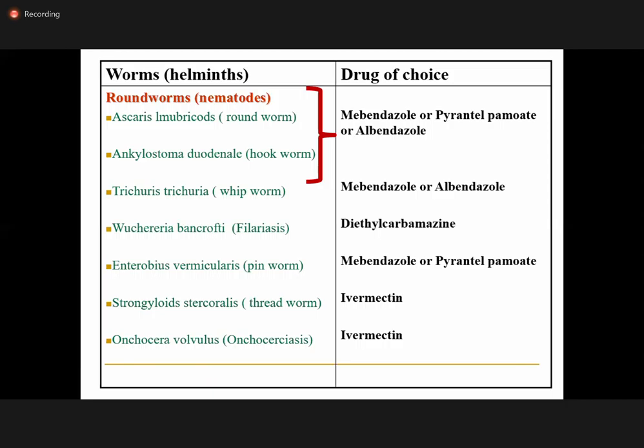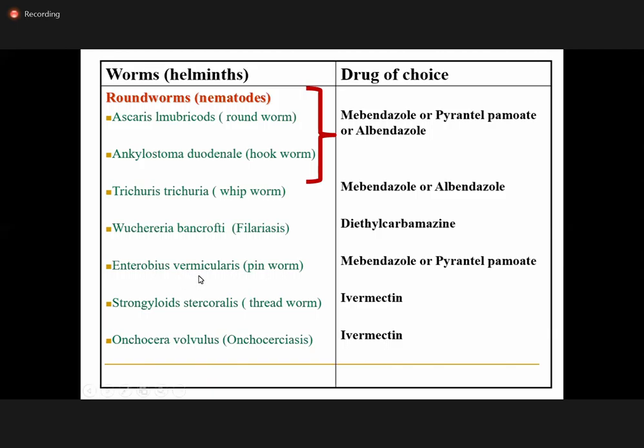So, drug of first choice. This is from the MCQ point of view, a very important point that you must remember. In the treatment of filariasis, which is caused by Wuchereria bancrofti, the drug of first choice is diethylcarbamazine. You must remember this: the drug of first choice in filariasis, which is responsible for causing elephantiasis, is diethylcarbamazine.